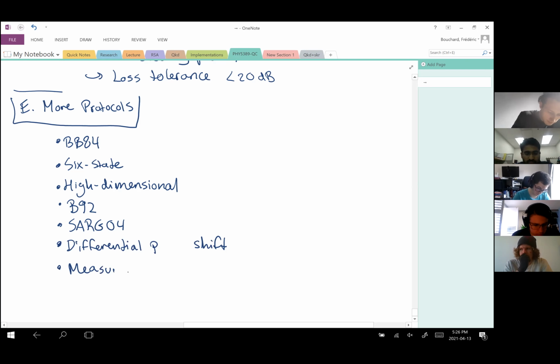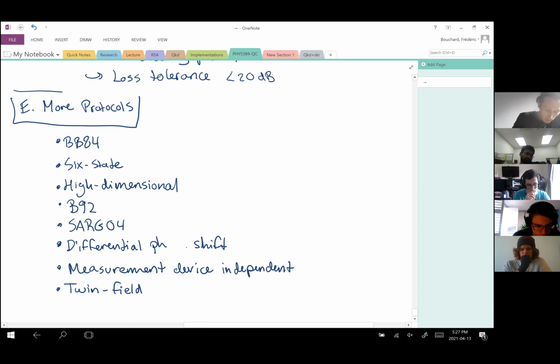This one is popular because you can actually turn all the security problems from your measurement devices to an untrusted user. It's independent. And finally, the most recent one is the twin field QKD, which I briefly mentioned. Okay, differential phase shift. So you can look them up.